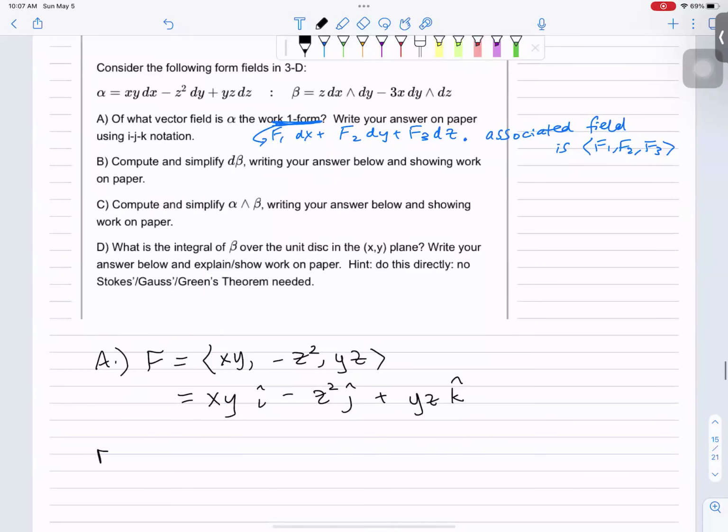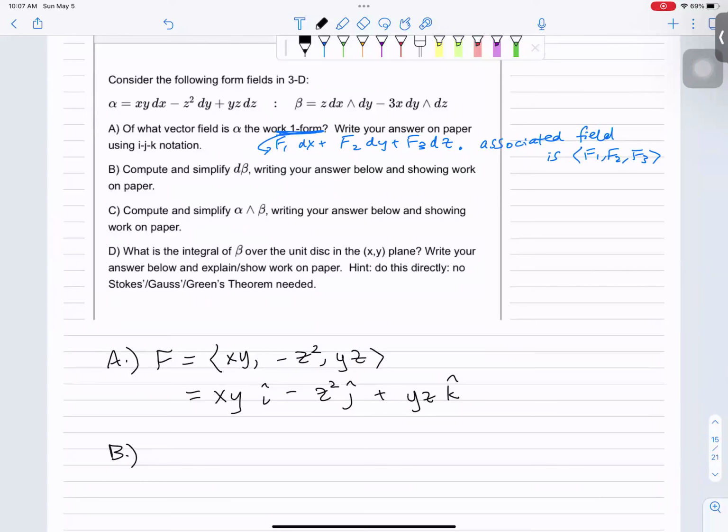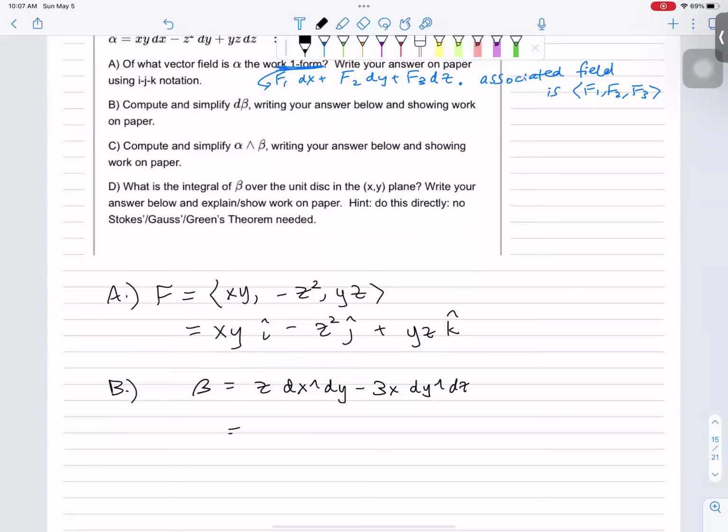Part B says compute and simplify d beta. So what is beta? Beta is z dx dy minus 3x dy dz. That's what beta says. And now I could take the derivative term by term. So what is this expression? There's only a z in here. So I'm going to take the partial with respect to z, and I get 1 dz, and I wedge on the other stuff, so dx dy. What about over here? I only have an x term, so I'm going to take the partial with respect to x, and I get 3 dx, and wedge on the other stuff, dy dz.